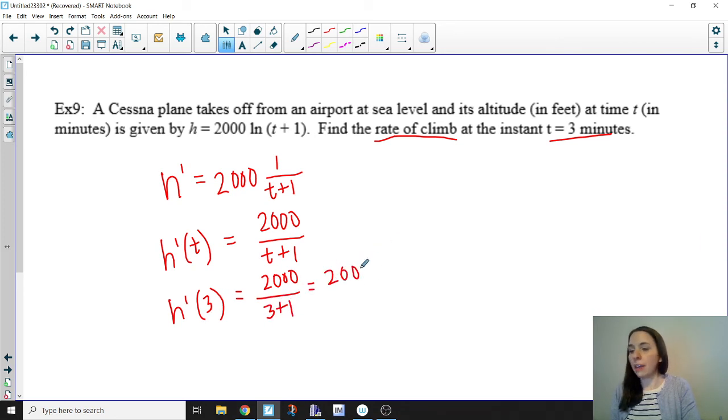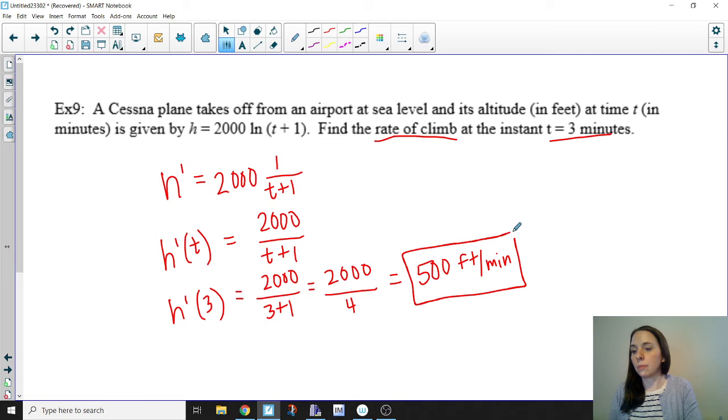And what do we get out of that? 50? Oh, no. 500. 500 feet per minute. Right? Yes. Okay, there we go. All right. So, a cute little example there of finding the rate of a plane climbing from sea level with a derivative of a natural log.